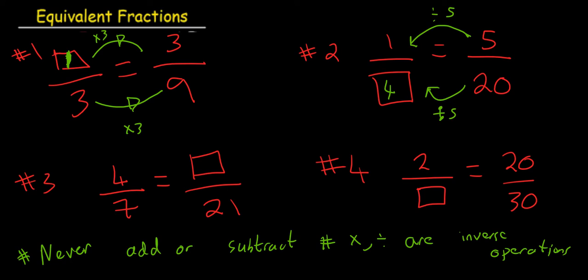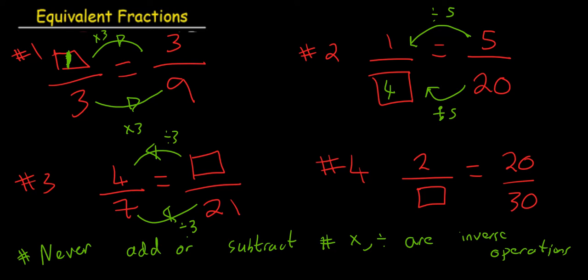So, for example here, 1 multiplied by 3 gives 3. So the inverse then, 3 divided by 3 is 1. Okay, so let's use the division here. What do we divide 21 by to get to 7? Well, we divide by 3. Sorry, we divide by 3.